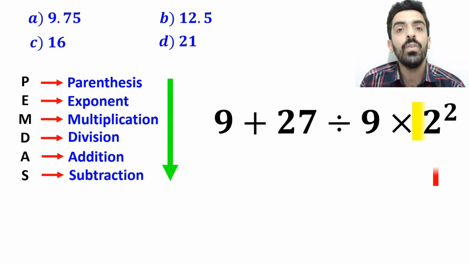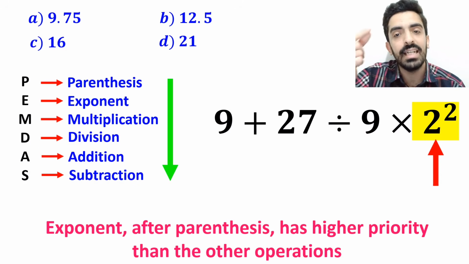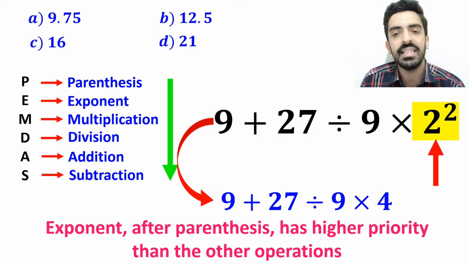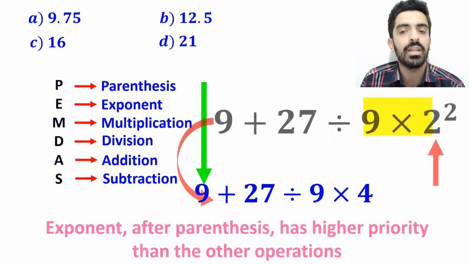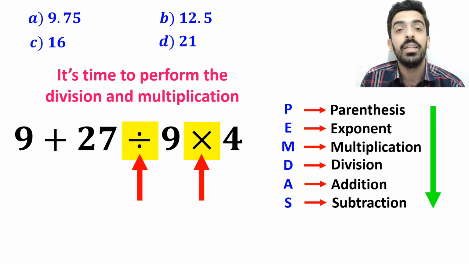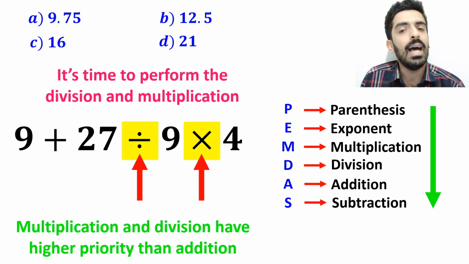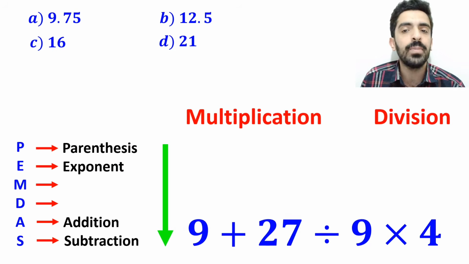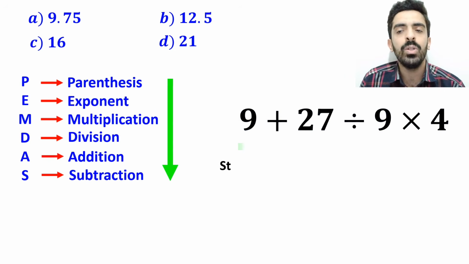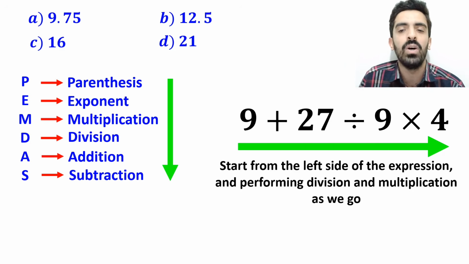And the next step, we go for the exponent, because exponent after parentheses has higher priority than the other operations. So, this expression simplified to 9 plus 27 divided by 9 multiplied by 4. Okay, now it's time to perform the division and multiplication, because multiplication and division have higher priority than addition. However, we must pay close attention that multiplication and division have equal precedence. In this case, the best thing to do is to start from the left side of the expression, performing division and multiplication as we go.